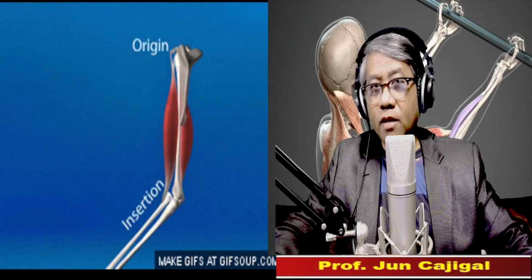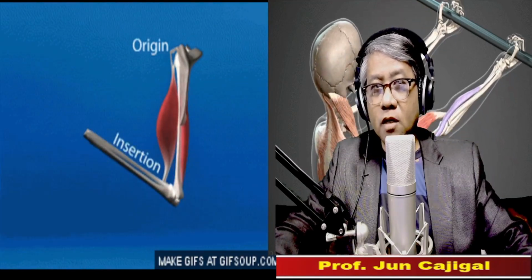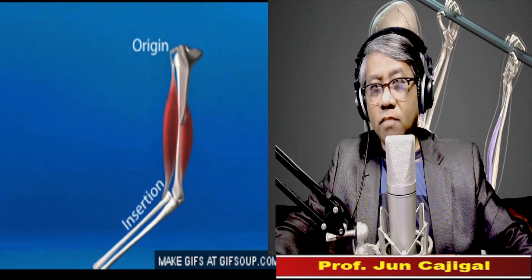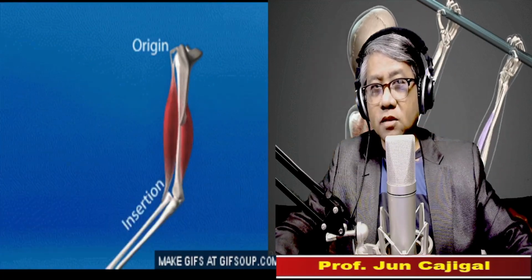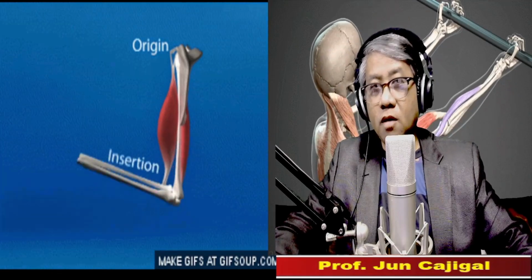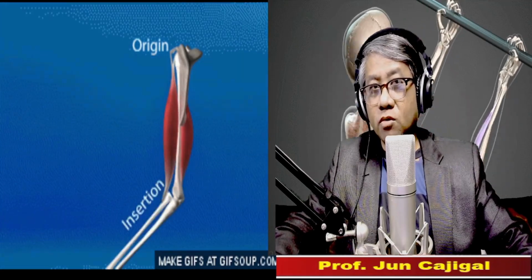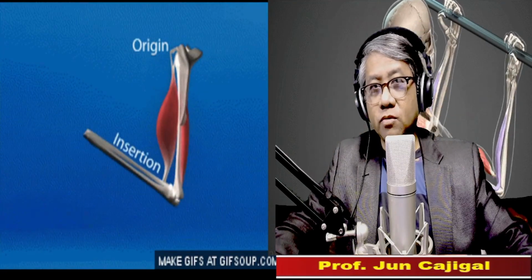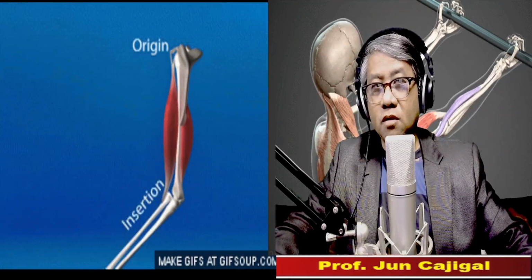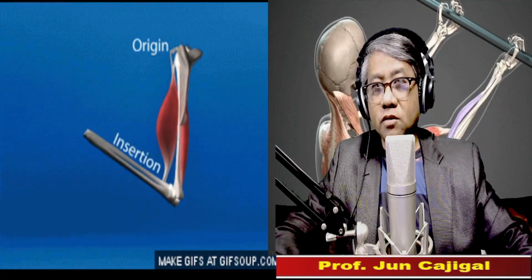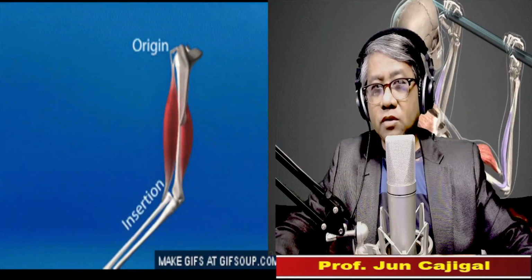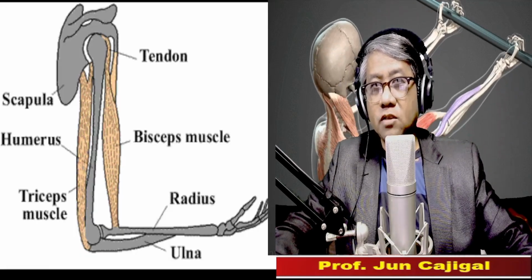Now, in the case of bending and straightening of the arm, two muscles are involved. We have the biceps muscle and the triceps muscle. Now, if you want to bend the arm, then the biceps muscle is contracted, the triceps muscle is relaxed. Then if you want to straighten the arm, then the triceps muscle is contracted, the biceps muscle is relaxed. So basically all bodily movement involves two muscles working in pairs and in opposite ways. So we call that antagonistic muscle action.